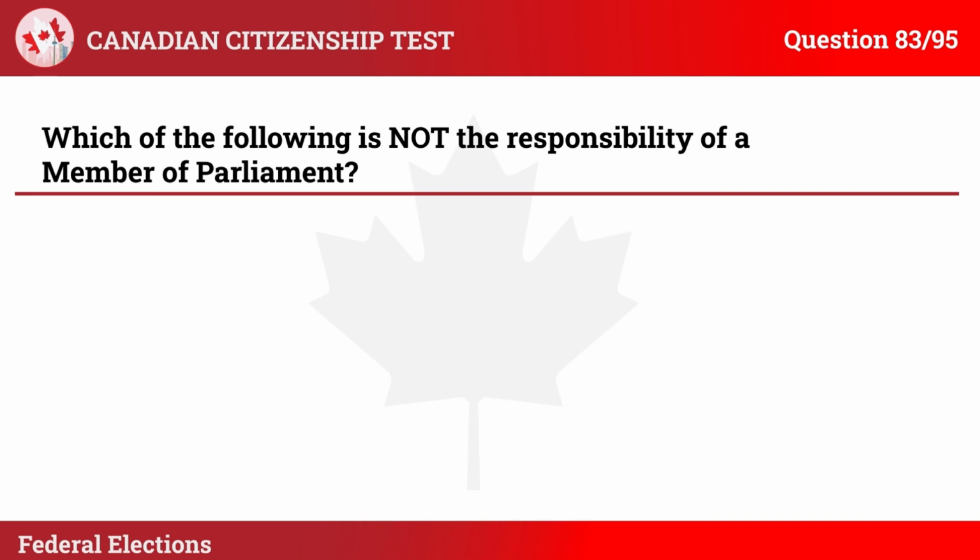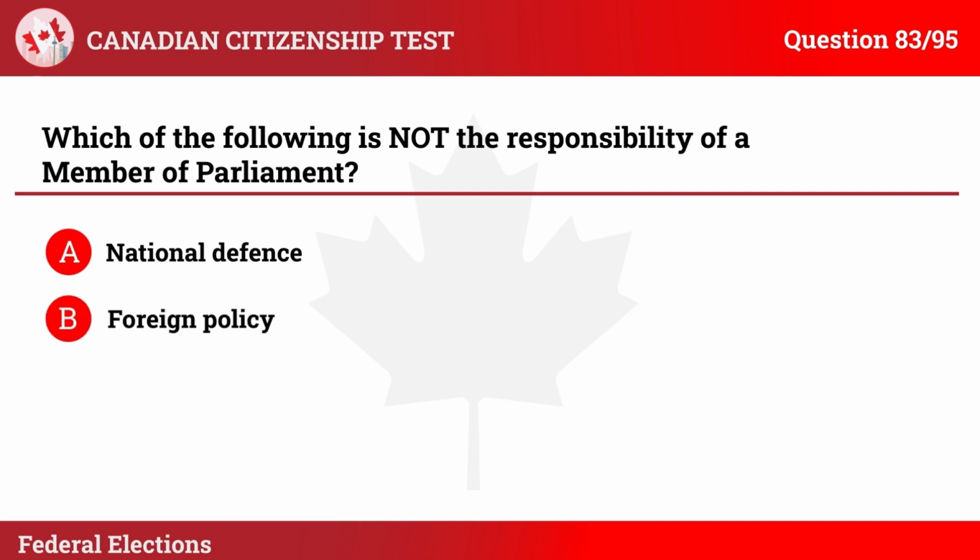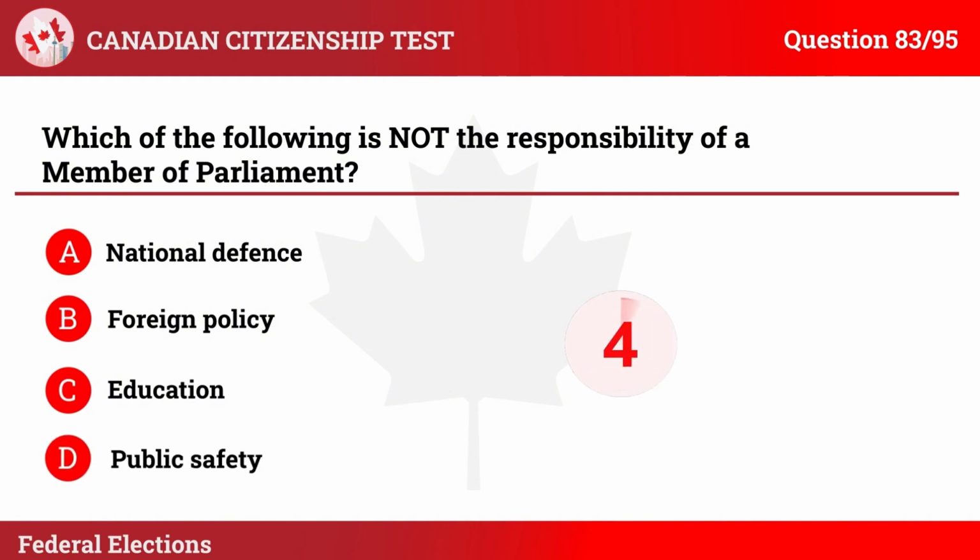Question 83. Which of the following is not the responsibility of a Member of Parliament? A. National defence. B. Foreign policy. C. Education. D. Public safety.